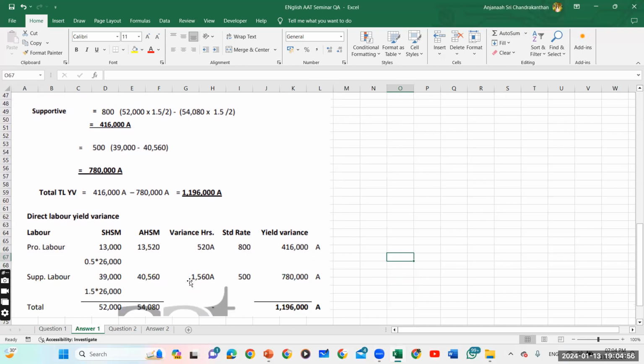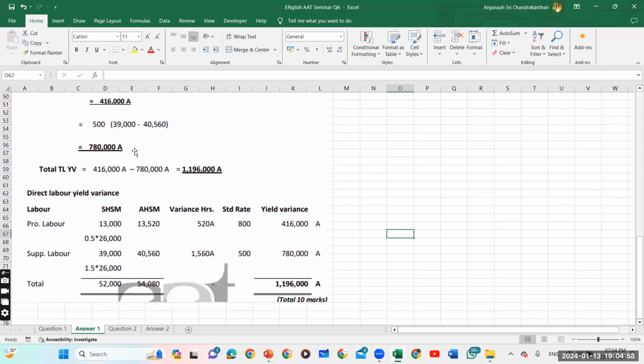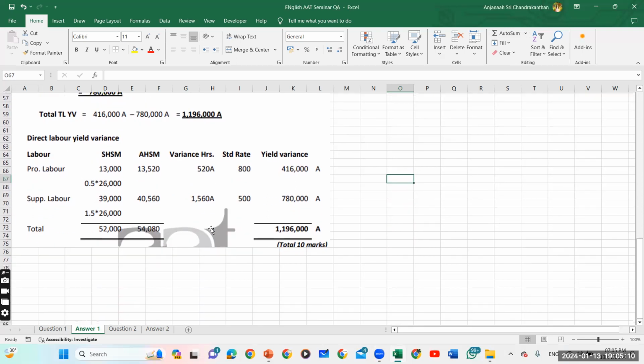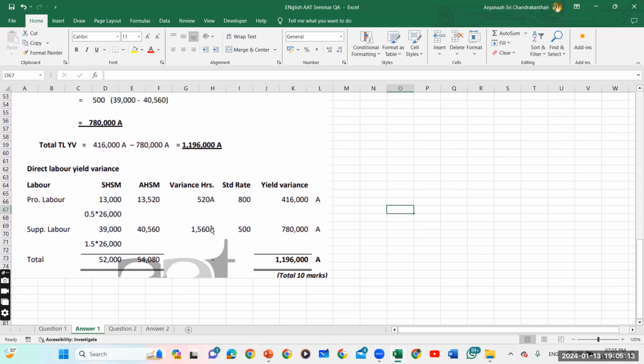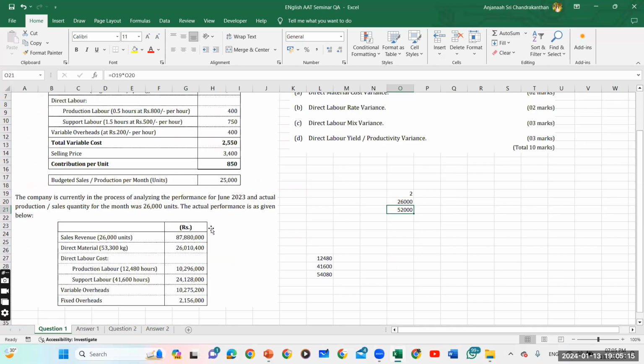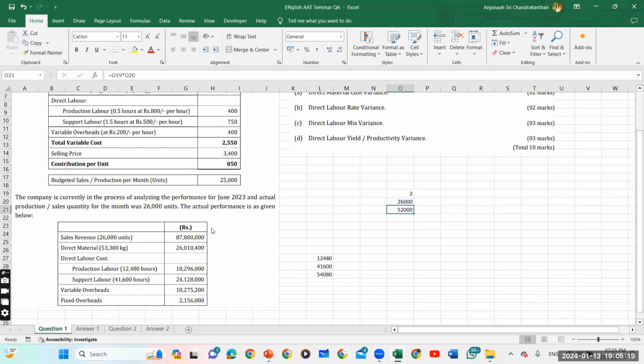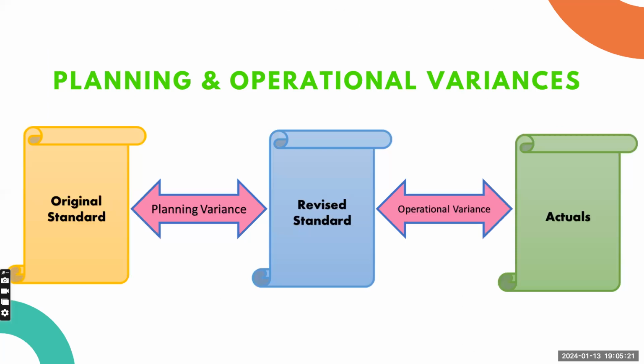Then we have the direct labor yield variance. How do you get the direct labor yield variance? So this one might confuse you. So rather, I would recommend you all to use the formula. What is the formula? See the PPT.